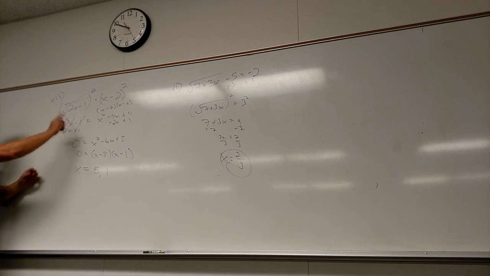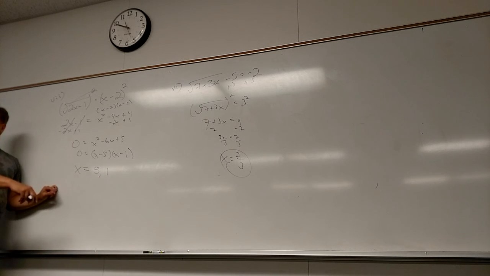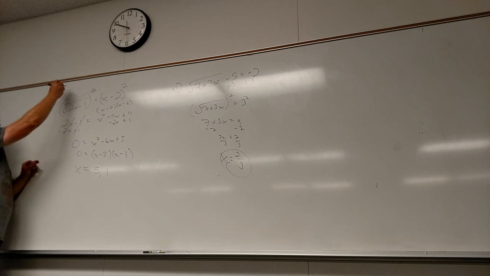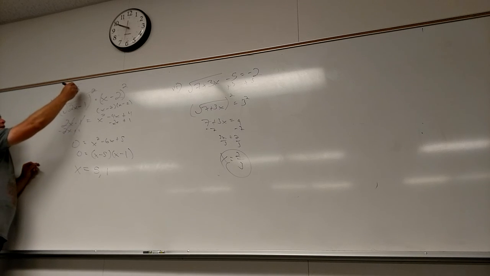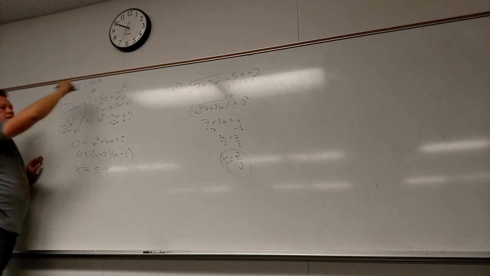So obviously, when I plug these in, 5 should work, 1 shouldn't. So when I plug these in, let's see, if I plug 5 in, 10 minus 1 is 9. Is that equal to 5 minus 2?